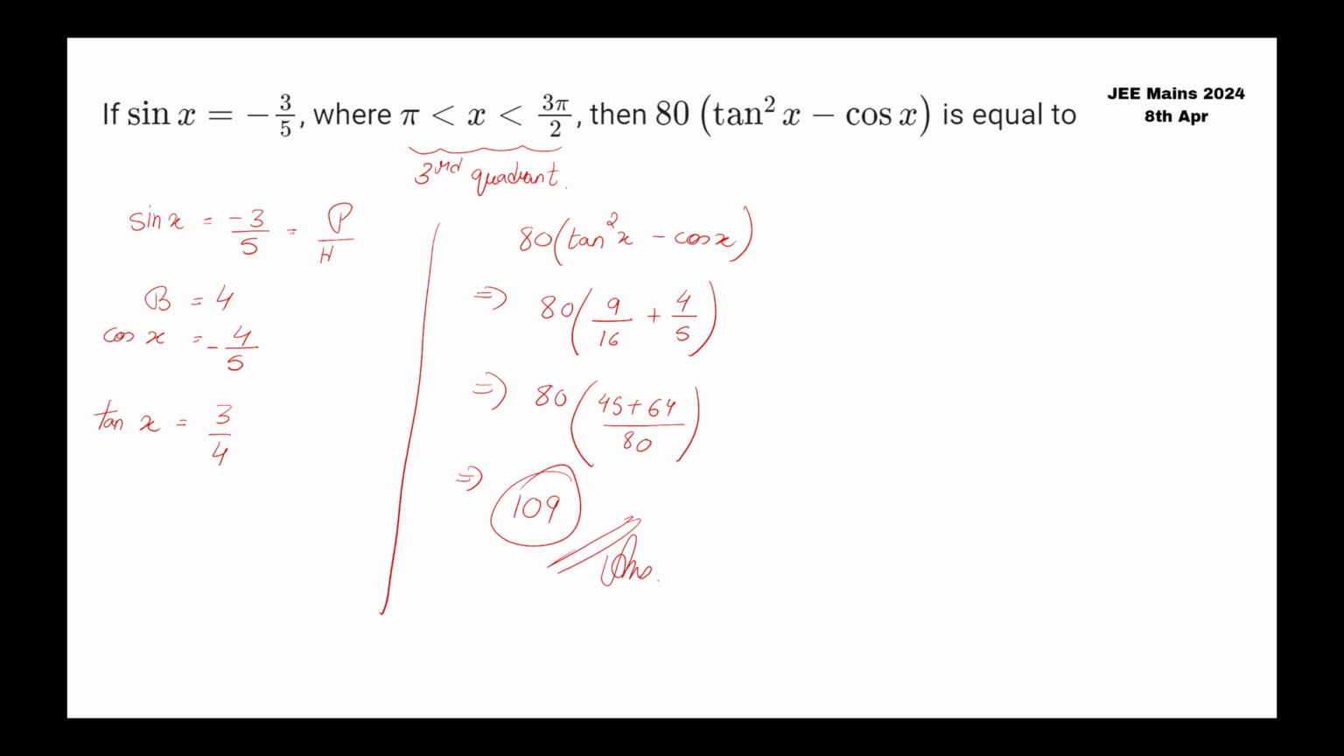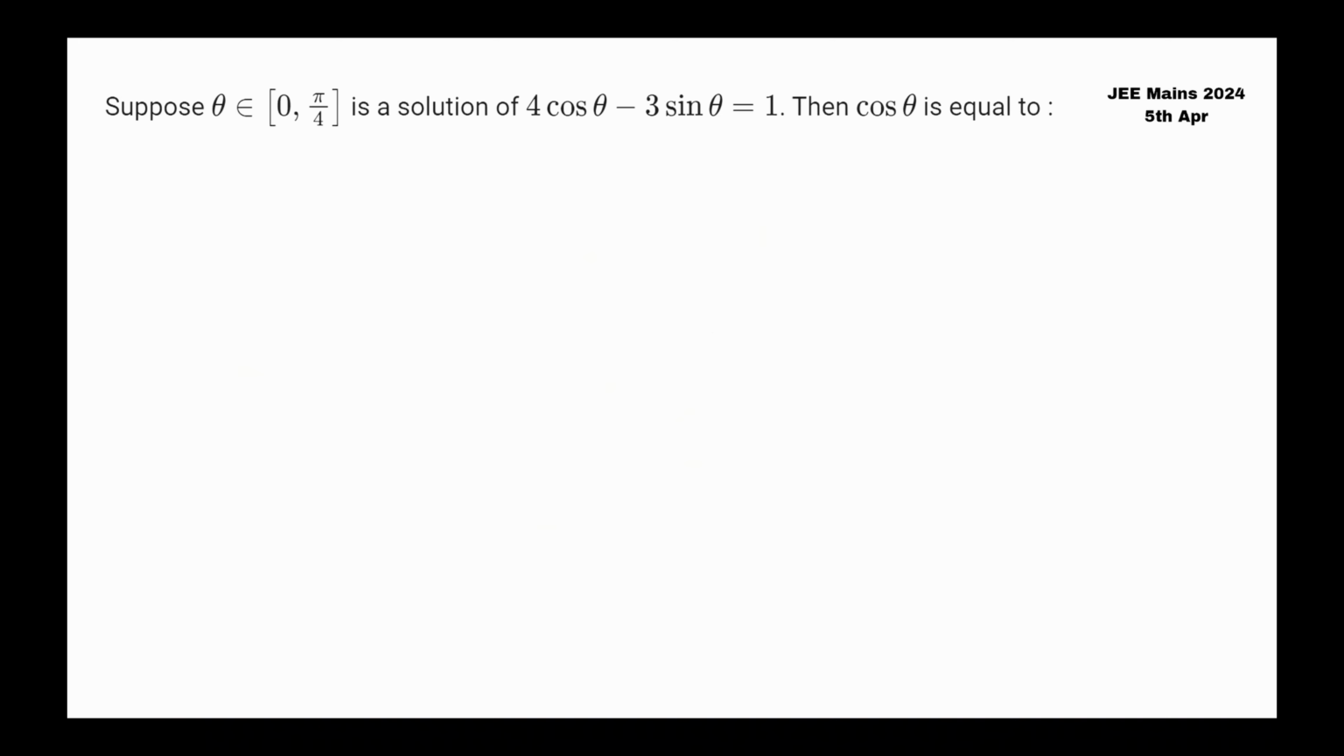So again, a very simple question, a question from the trigonometric ratios. That was the first thing that we studied in this chapter. Simply, you just needed to identify the quadrant they have given us, and based on that quadrant, your cos would be negative, your tan would be positive, and then simply substitute the values. Let's look at the next question.